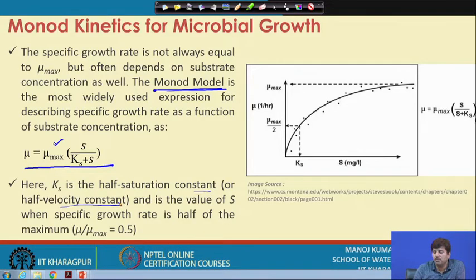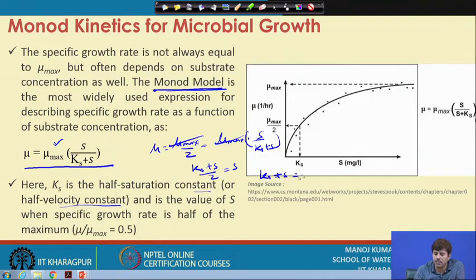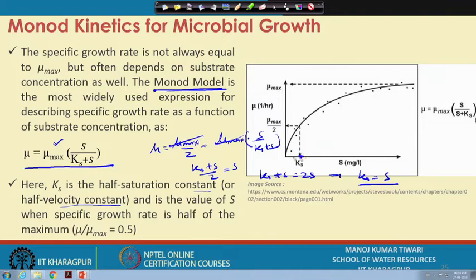So, half of the maximum means mu is equal to mu max by 2. So, you will have an equation as mu max by 2 is equal to mu max into S upon Ks plus S, and mu max cancels here. So, you have Ks plus S by 2 is equal to S, or Ks plus S is equal to 2S, and then you will have Ks is equal to S. So, it is the value of substrate concentration at which the growth rate is half of the maximum growth rate. If this is my maximum growth rate, this is half of the maximum, and the substrate value at which we achieve mu max by 2 is known as the Ks value.